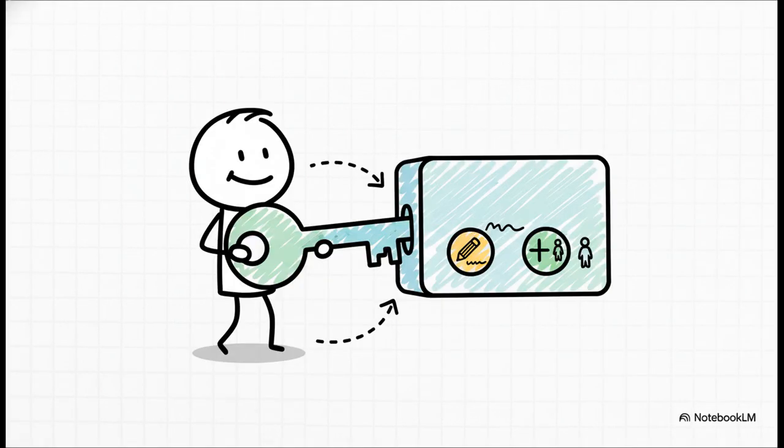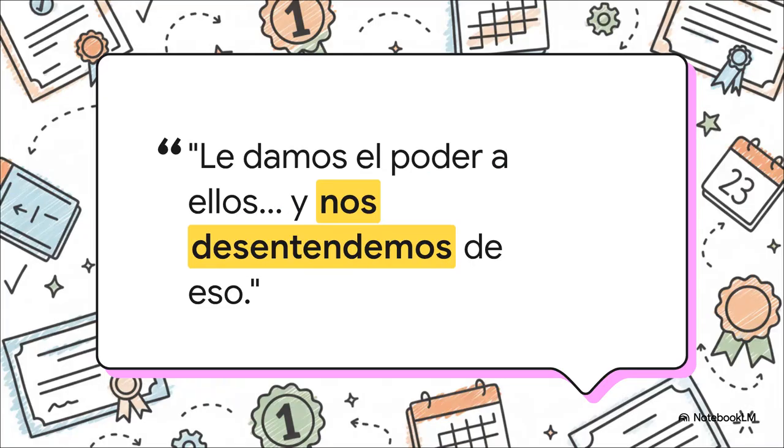And here is the really clever solution. The platform lets you give your clients their very own secure login. With this direct access, they can handle those little changes themselves. Fixing a typo, adding a late registrant, and they never have to send you a single email. The platform's creator really summed this up perfectly. He said, "Le damos el poder a ellos y nos desentendemos de eso," which translates to, we give them the power and we forget about it. And that just captures the whole goal, doesn't it? You empower your client and you free yourself up to focus on what's next. It's a true win-win situation.